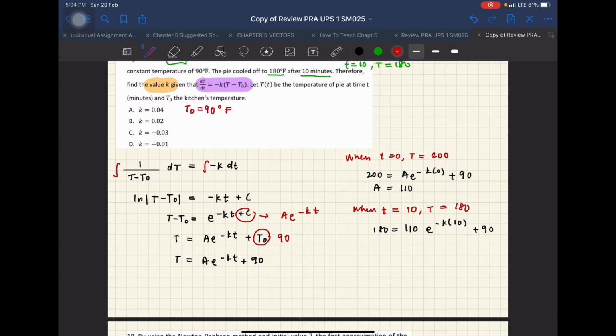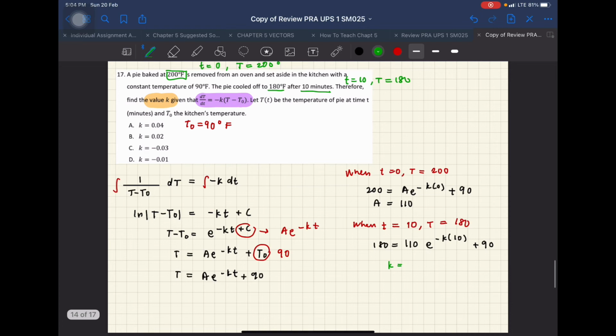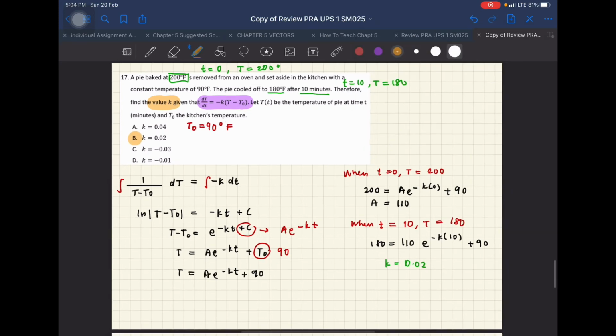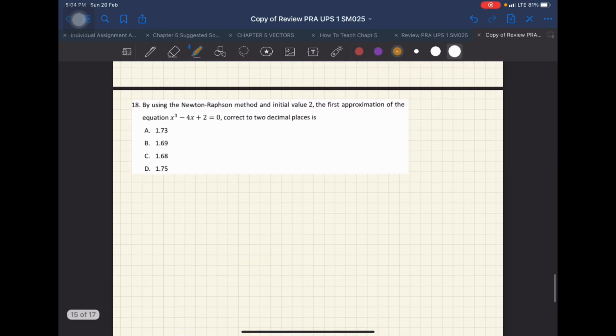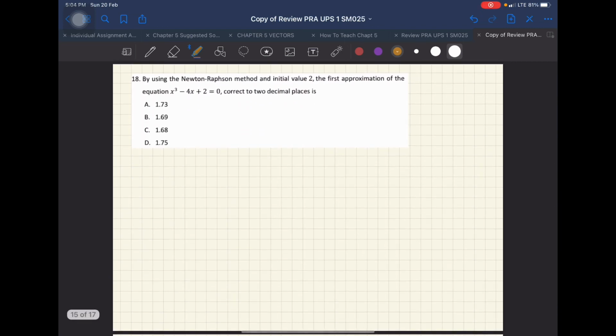Pindah. Awak akan dapat nilai K awak. Okay, so K is equal to, nombor 17 jawapan dia apa? B. 0.02. Okay, your answer is B. This one. Okay, settle.